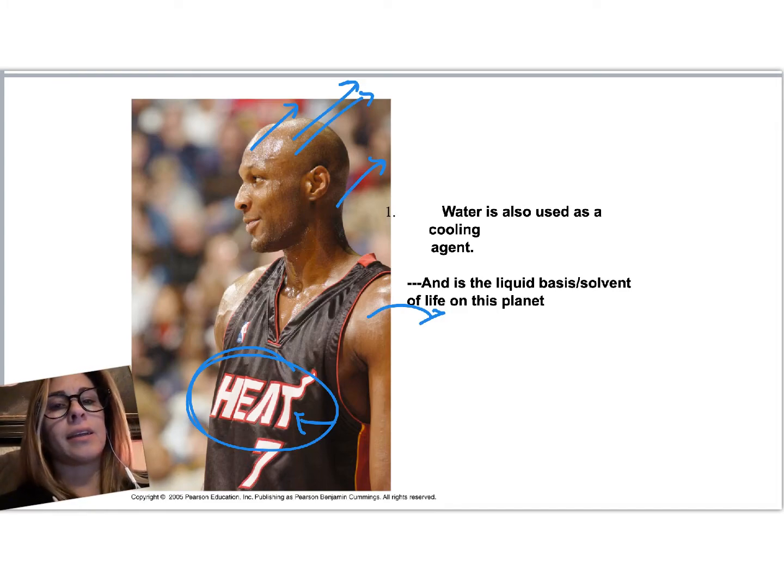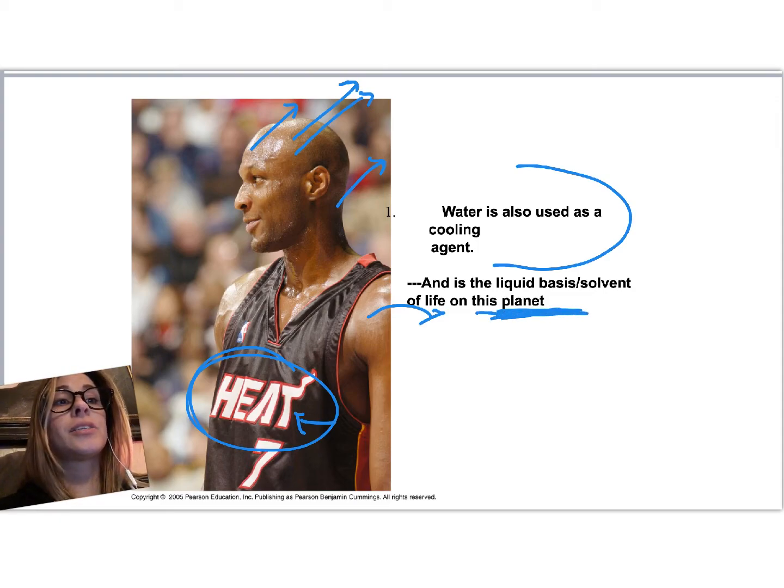Now, not every animal has that. Actually, not many animals have that. It's a really cool thing. And so we use water as a cooling agent, okay? It's really important stuff. The other thing is it's the liquid basis and solvent for everything on the planet.